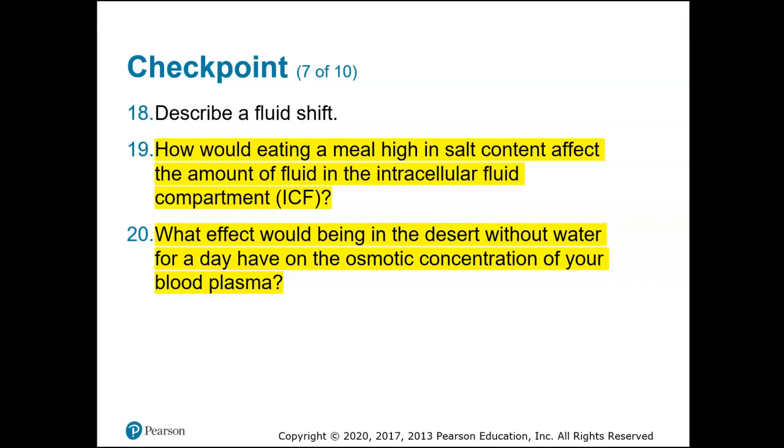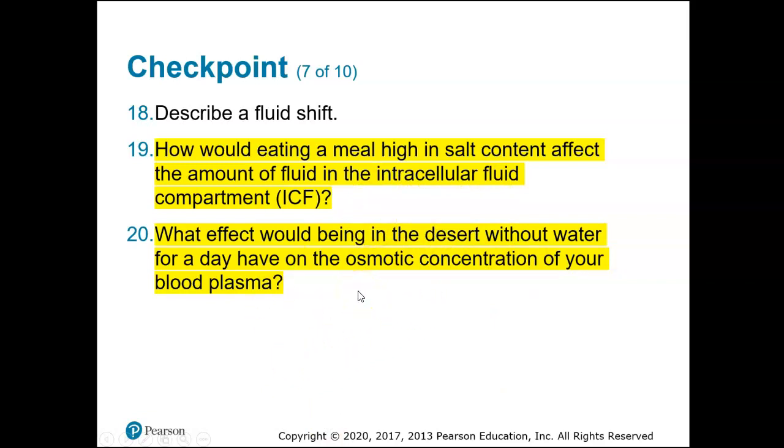Okay, how would eating a meal high in salt content affect the amount of fluid in the intracellular fluid compartment? Well, if you ended up with too much salt, you would have too much water because water follows salt. I don't think it's more complicated than that. I think that's all it means, that it would cause you to retain water.